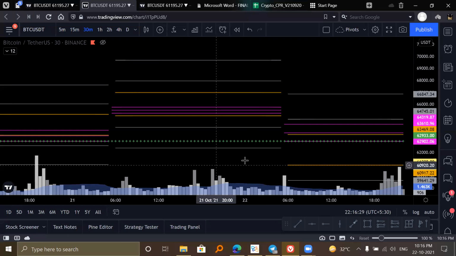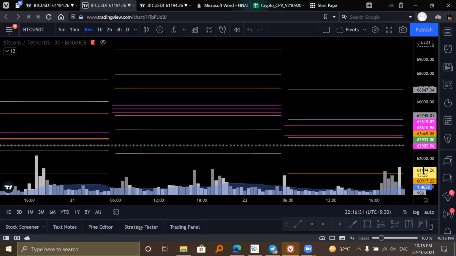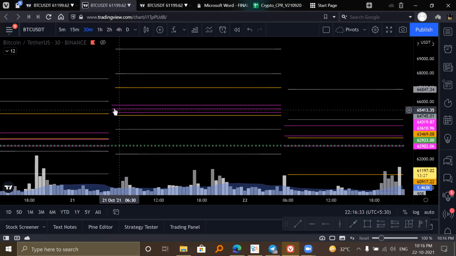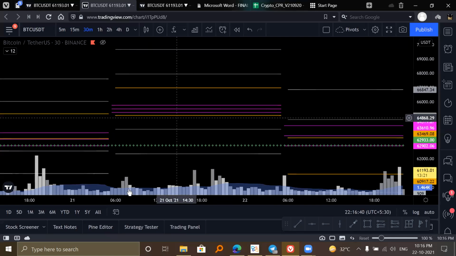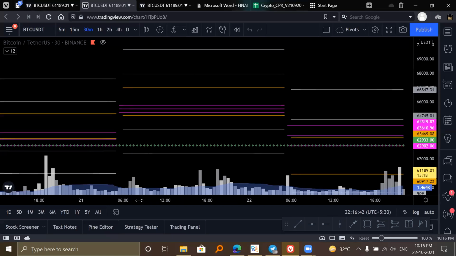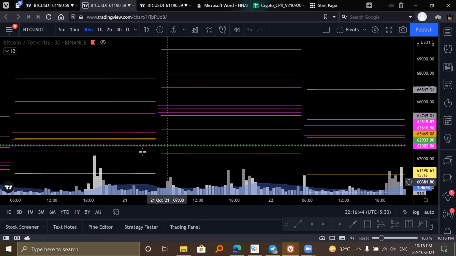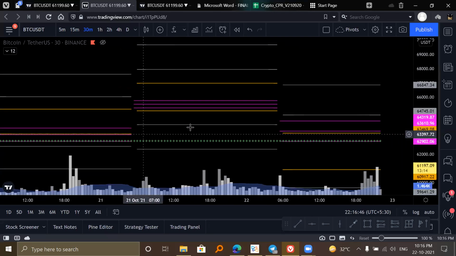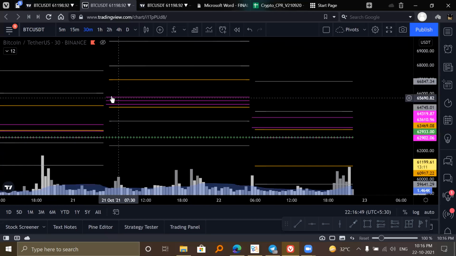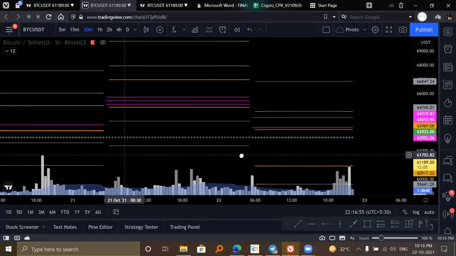First of all, these purple lines are called CPR, or central pivot range. This is the most important pivot on any chart. These are derived purely from the high, low, and close of yesterday.